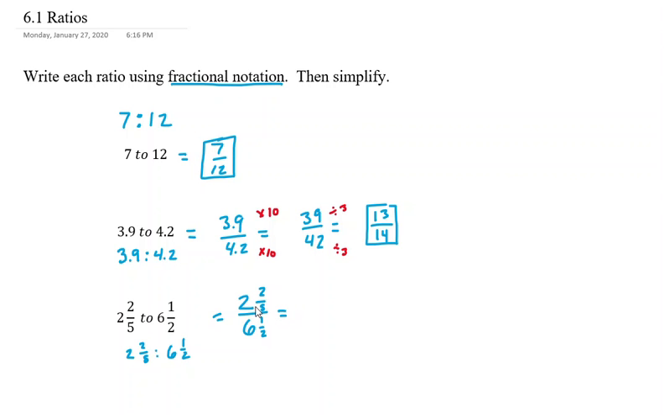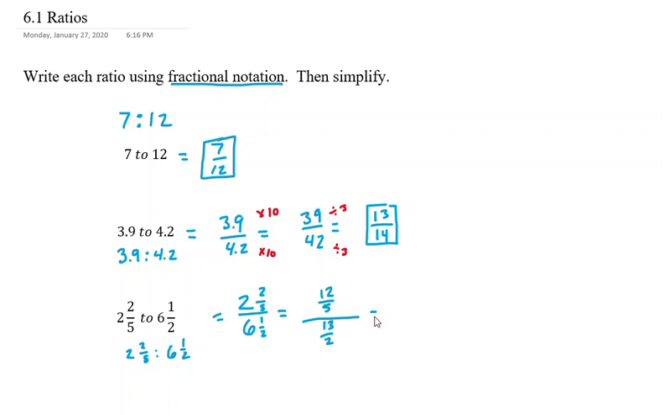We can say 2 and 2/5. We take the whole number 2 and break it into fifths. How many fifths are in 2? 2 times 5 is 10. 10 fifths plus the 2/5 is 12 fifths. And then the denominator, 6 and 1/2. How many halves are in 6? Well, 6 times 2 is 12. 12 halves plus the 1/2 is 13 halves. Okay, so we improved our fraction a little bit because now there are no mixed numbers, but we still have two fractions, one in our numerator, one in our denominator.